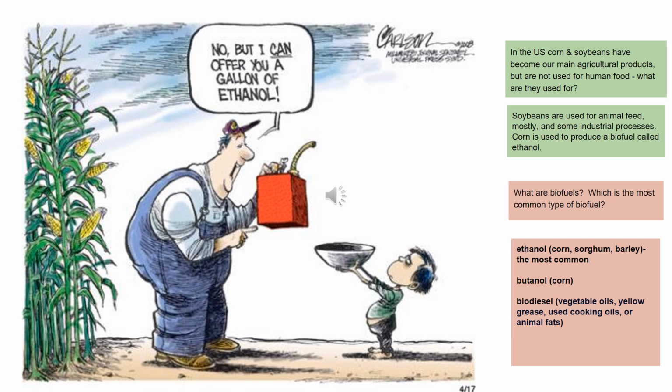So like the cartoon shows, some of these things that could be human foods are going towards other things, arguably less important. But people grow these crops to make biofuels because they can make money at it. There's a market. So there's some complexity to it.